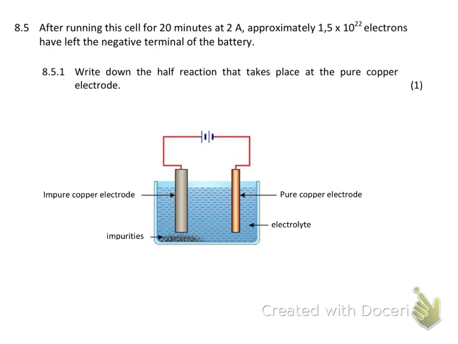8.5, after running the cell for 20 minutes at 2 amps, approximately 1.5 times 10 to the 22 electrons have left the negative terminal. Write down the half reaction that takes place at the pure copper electrode. Just a reminder that the pure copper electrode is negative, and therefore the copper 2+ ions in solution are attracted to the negative electrode, and so the half reaction is Cu 2+ gains 2 electrons to form Cu.